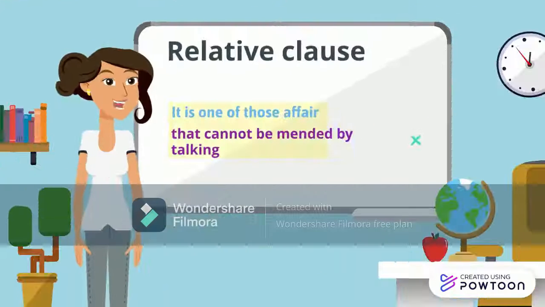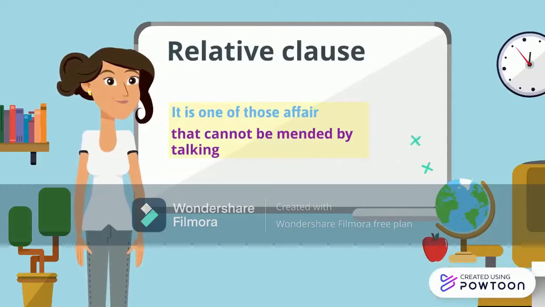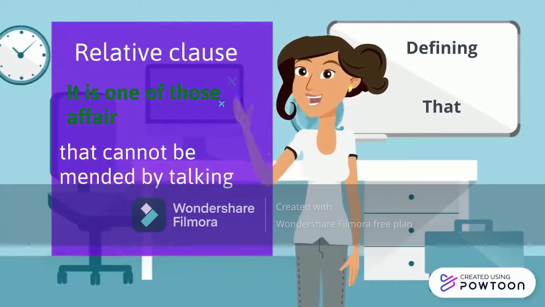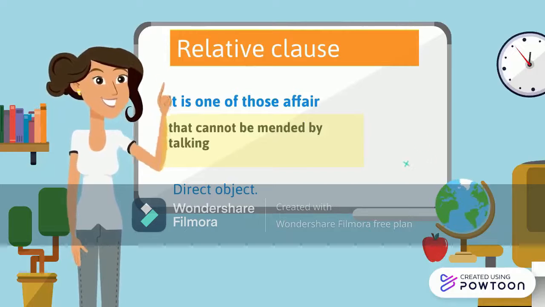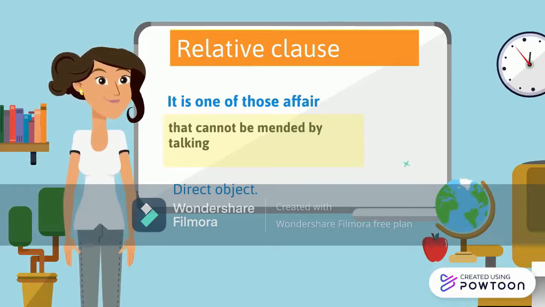The fourth relative clause is: It is one of those affairs that cannot be mentioned by talking. The relative clause is a defining one, and that is the relative pronoun that works as subordinator. In our last relative clause, the subordinator function is also a direct object, and it is one of those affairs is the antecedent clause.